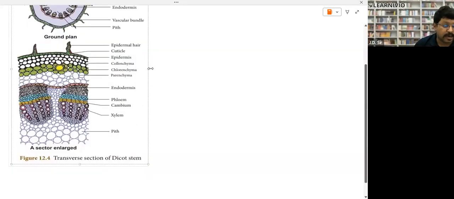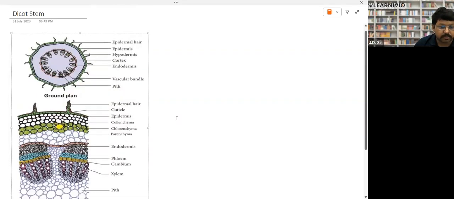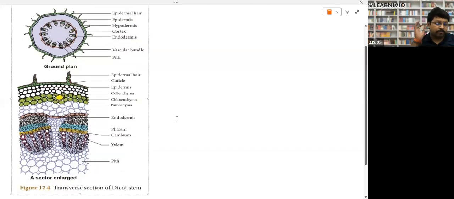Now, this is the more enlarged diagram. These are the epidermal hair. Cuticle is found. Cuticle is not found in the root. That's why we call it epiblema, right? Epidermis is there. Then collenchyma is there. Parenchyma is there. Then again, endodermis is there. Then phloem, cambium, and xylem, right? That's how it is arranged, right? So this is the diagram of the dicot stem. Clear or not? Yes, sir.